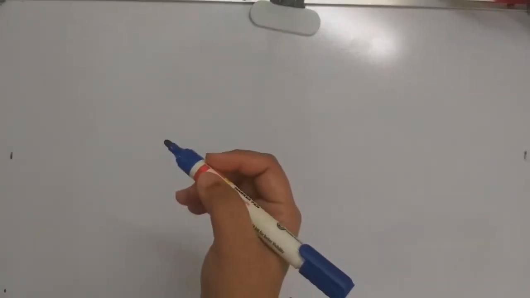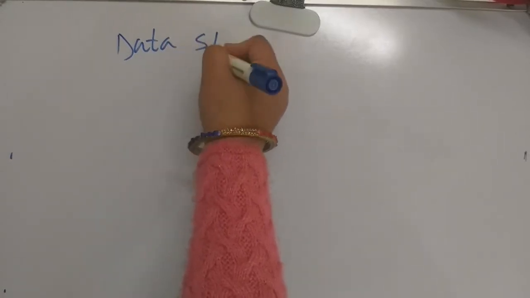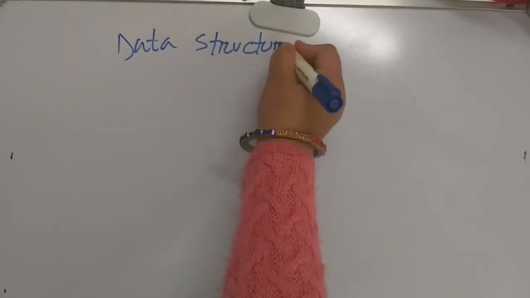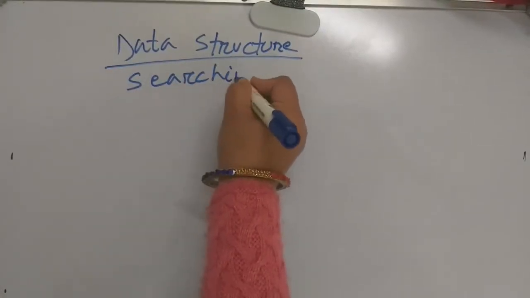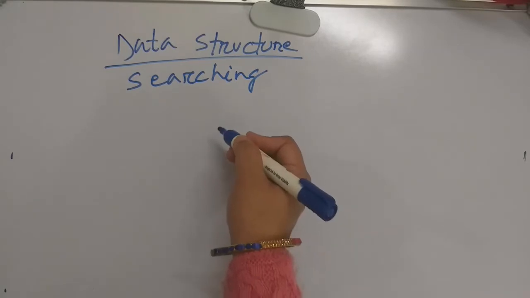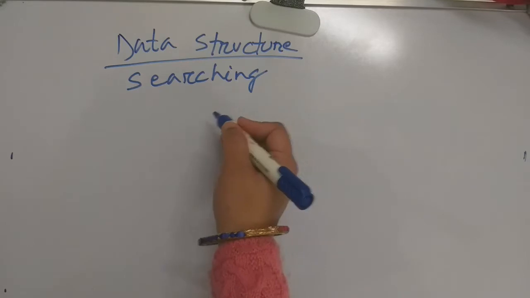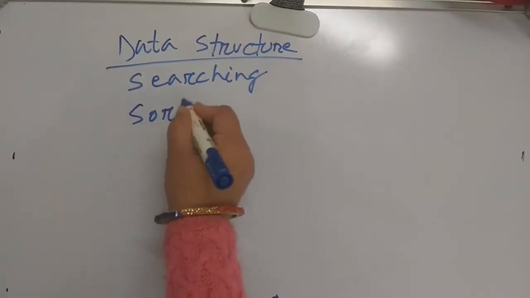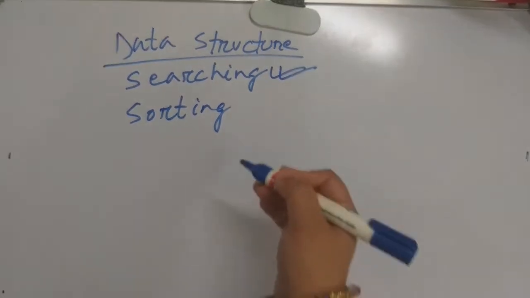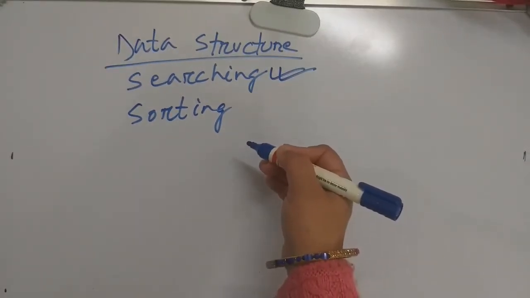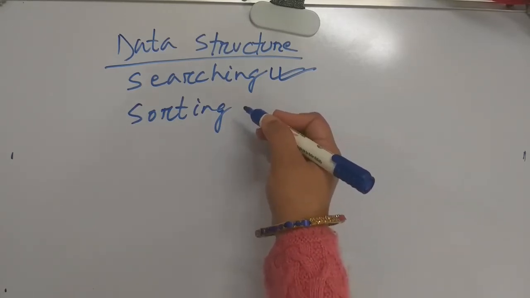Friends, today we discussed an important topic of data structure, which is searching. There are two things we studied in data structure: one is searching and another is sorting. So today we discussed searching. First, we know what we mean by searching.